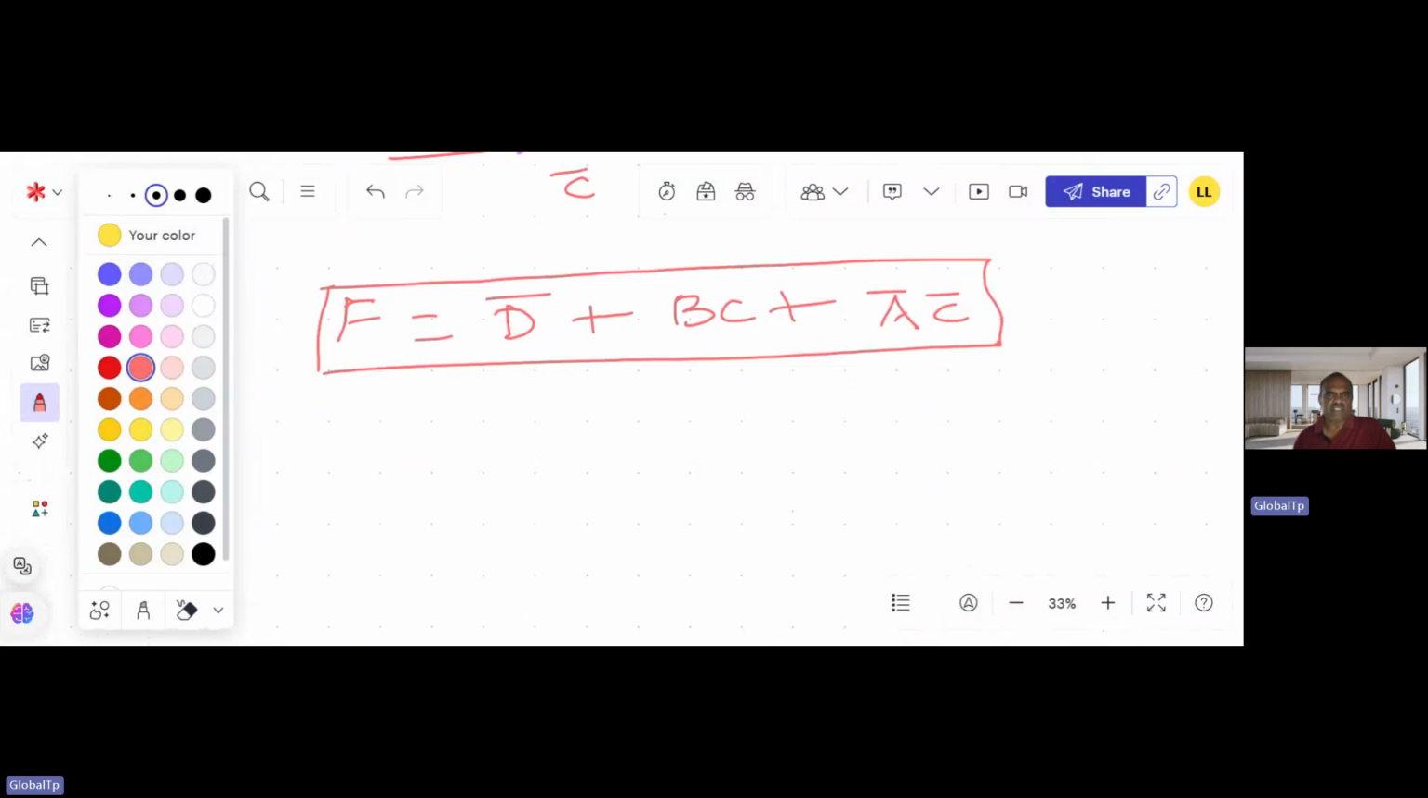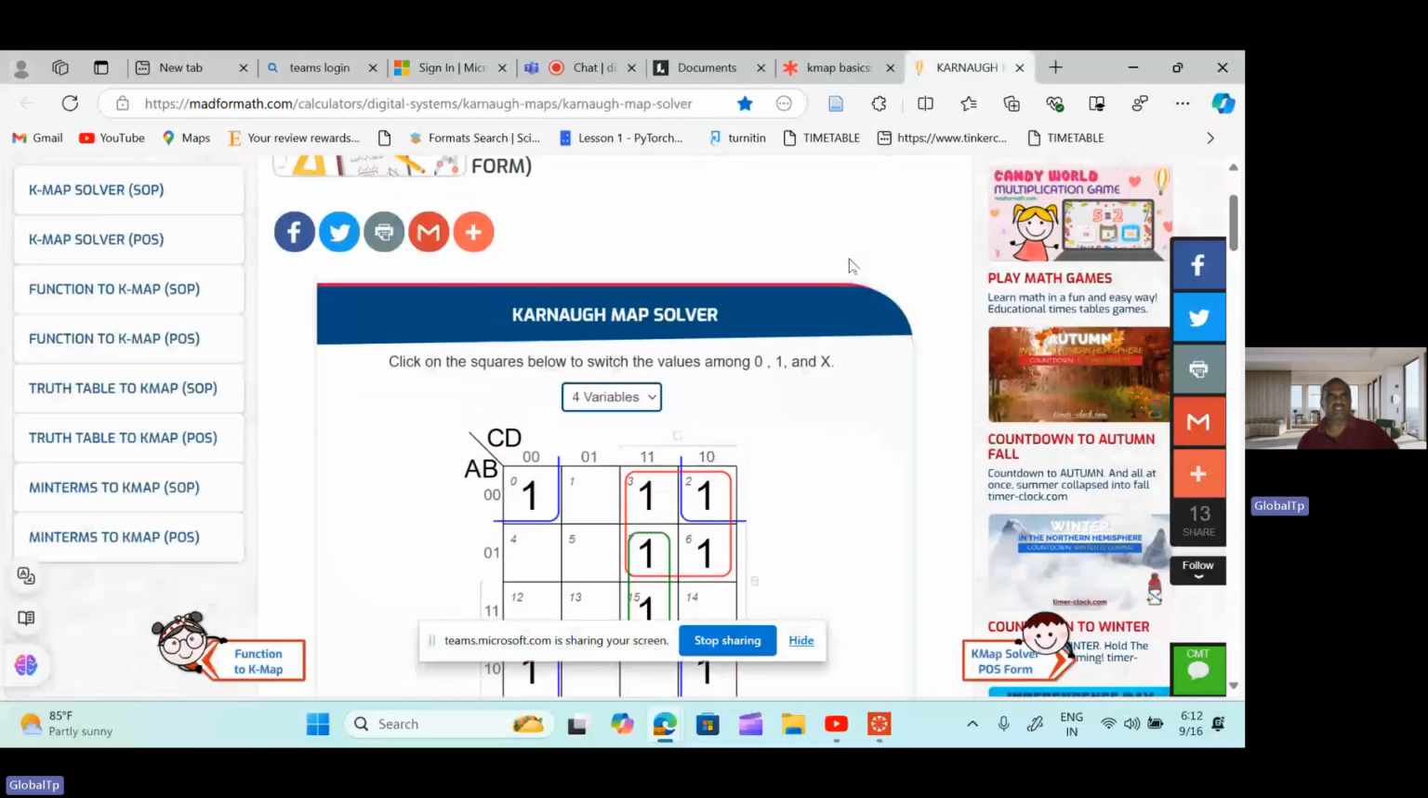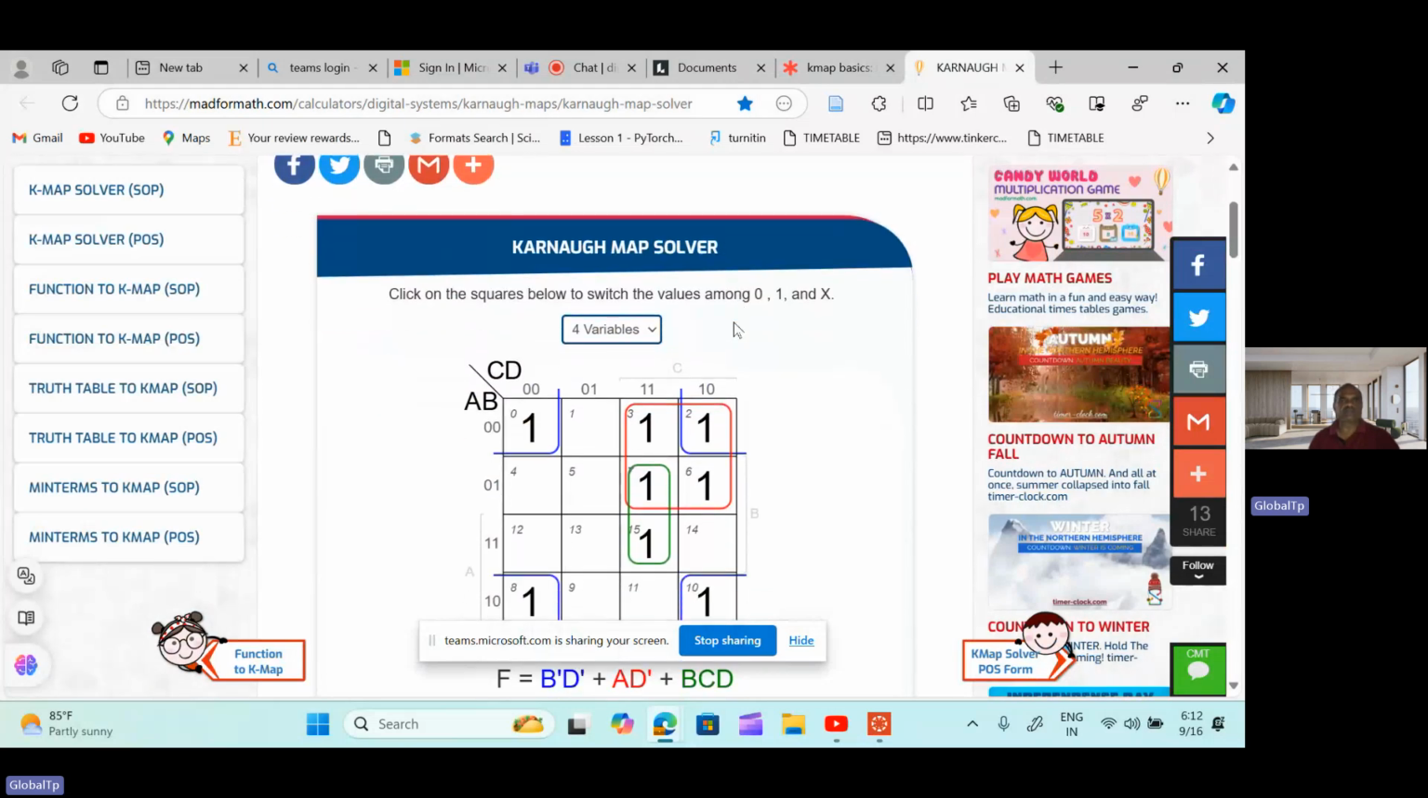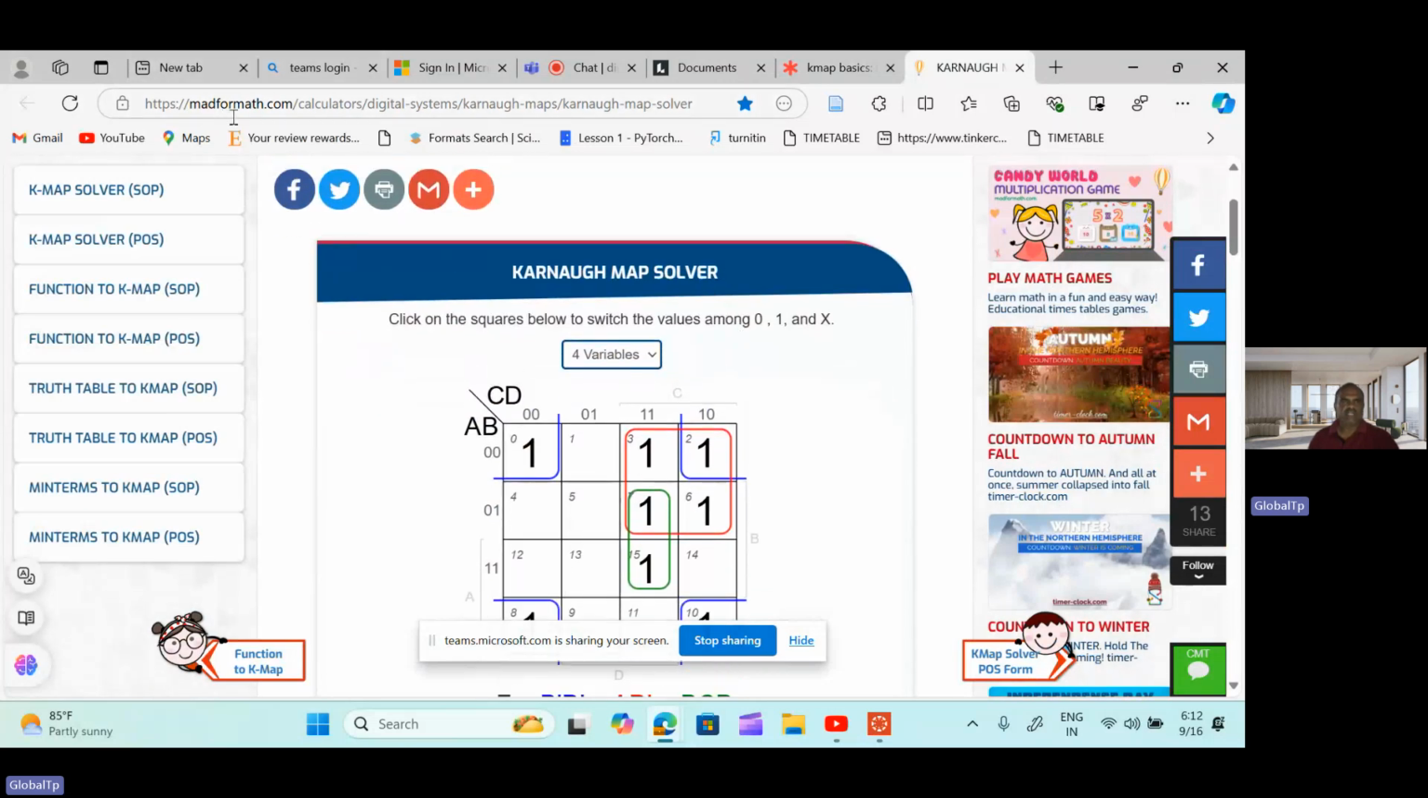Since I am sharing only the tab, I will reshare it once again. Please wait. I will share the entire screen so that you can also make use of this. Now I think it is visible. You can check this Karnaugh map solver. Just go to Google and type Karnaugh map solver, and you will get madformath.com. That is the name of the website.